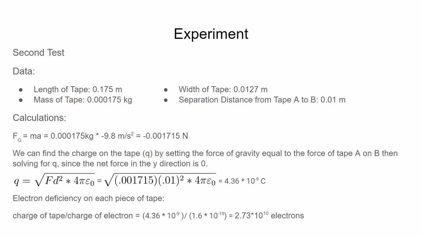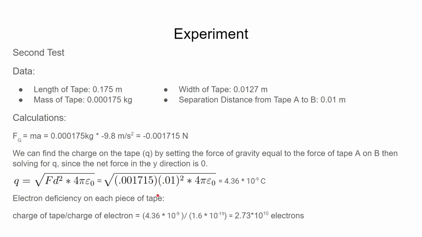Second test: the data we had: the length of the tape is 0.175 meters, the width is 0.0127 meters, the mass is 0.000175 kilograms, and the separation distance from tape A to B is 0.01 meters. Calculations: the force of gravity is mass times acceleration. In our case, that was negative 0.001715 newtons. And we can find the charge on the tape Q by setting the force of gravity equal to the force of tape A on B, then solving for Q, since the net force in the y direction is 0.